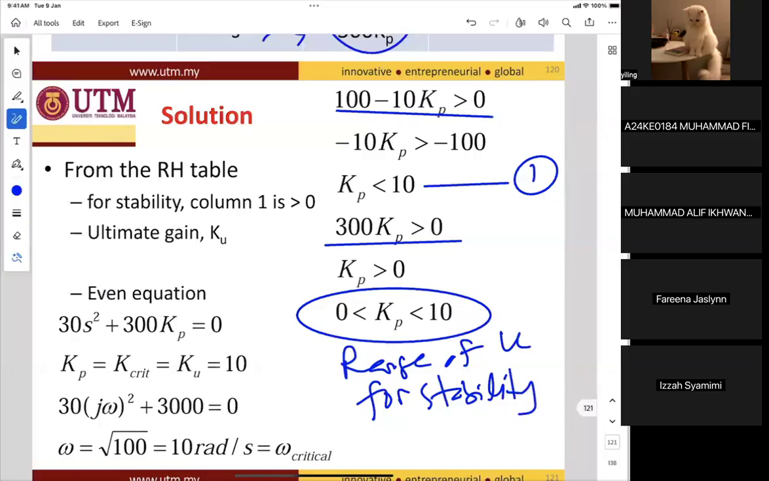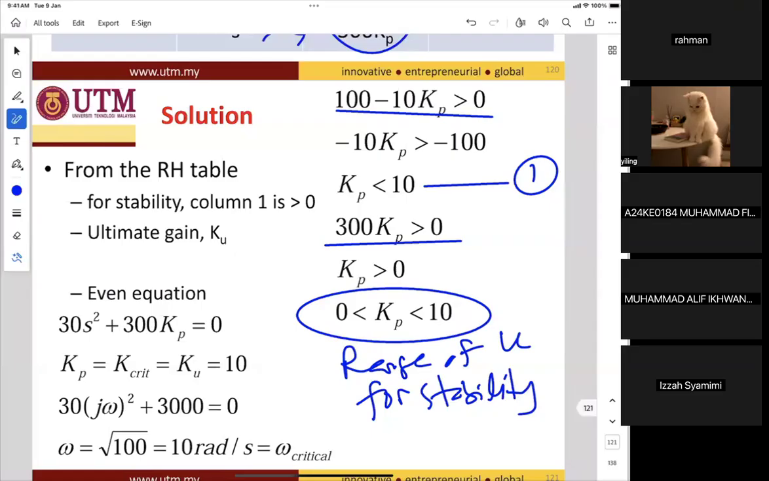What happened if Kp is equal to 11? Unstable. But again, when Kp is equal to 1, what happened? Stable. When Kp is equal to 10, what happened? Stable, marginally stable. Ordinary stable or critical. Okay. So therefore, we choose Kp is equal to 10.